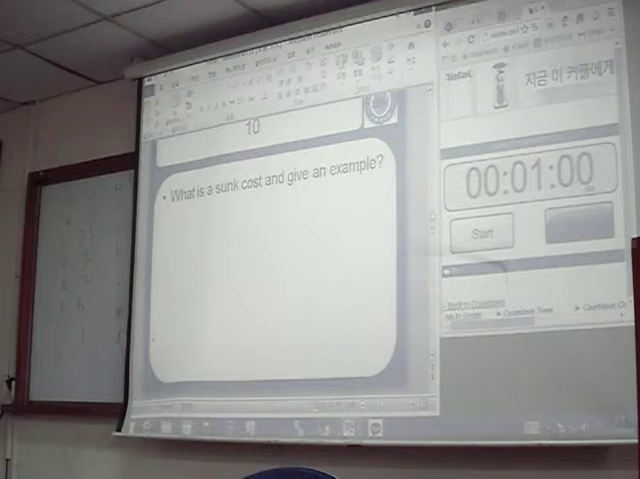Okay, question number 10. What is a sunk cost? Give an example. What is a sunk cost? And give an example.